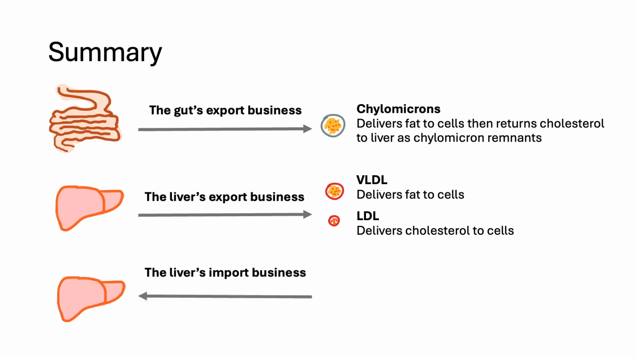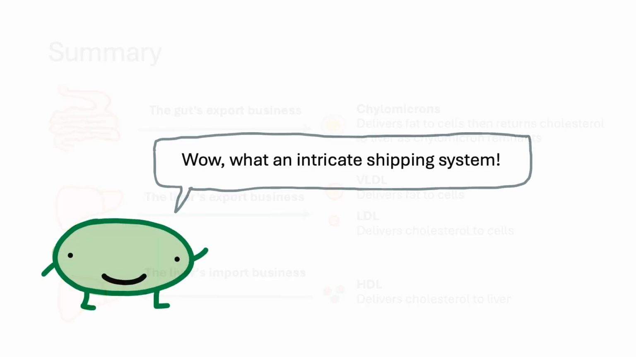And then finally, we have the liver's import business, which is HDLs. It first sends out empty HDLs, it collects unwanted or loose cholesterol, and then this HDL, this cholesterol garbage truck, returns to the liver and delivers that cholesterol back to be crushed up. Wow, what an intricate shipping system. And I think that's the only appropriate response to this. And so hopefully you have an idea of how the different types of lipoproteins work.